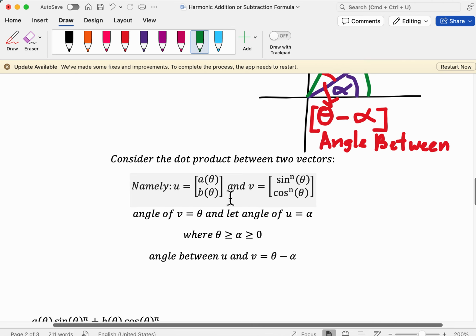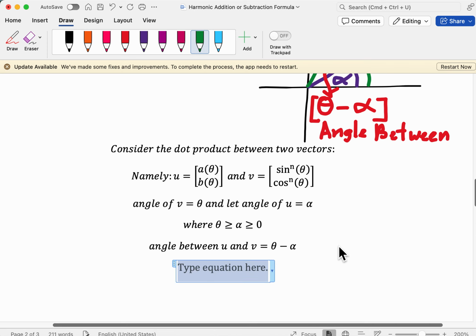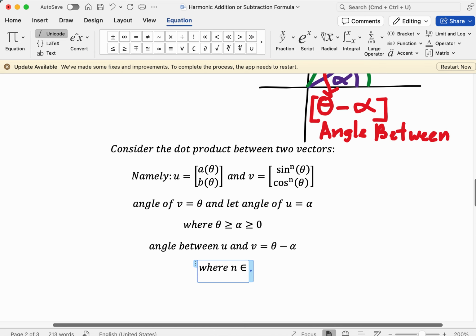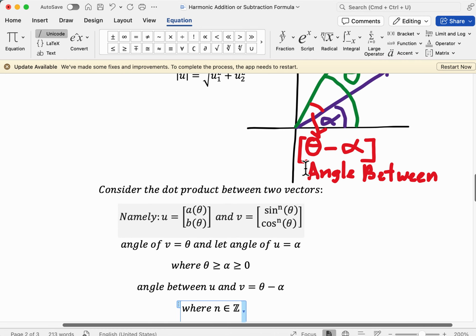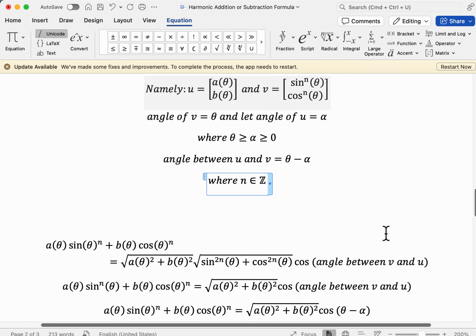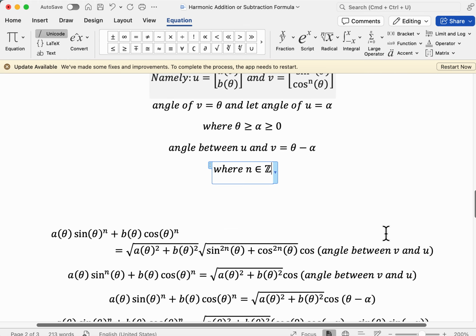And then I have a of theta, b of theta, and then I have sine of n theta and cosine of n theta, where n is any integer, because we want to generalize this to work for any kind of identity or power of sine and cosine, which would correspond to some placement when rotating clockwise or counterclockwise within the Argand diagram. So we want to be able to rotate forwards and backwards. Now, with that being said, let's put this to work.